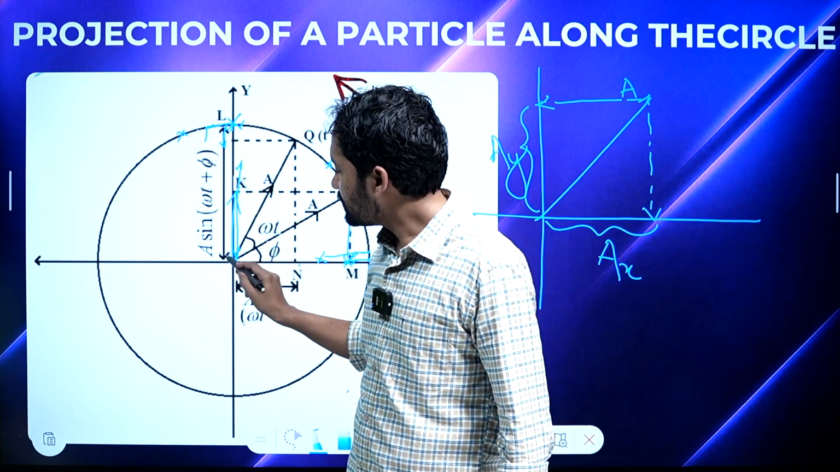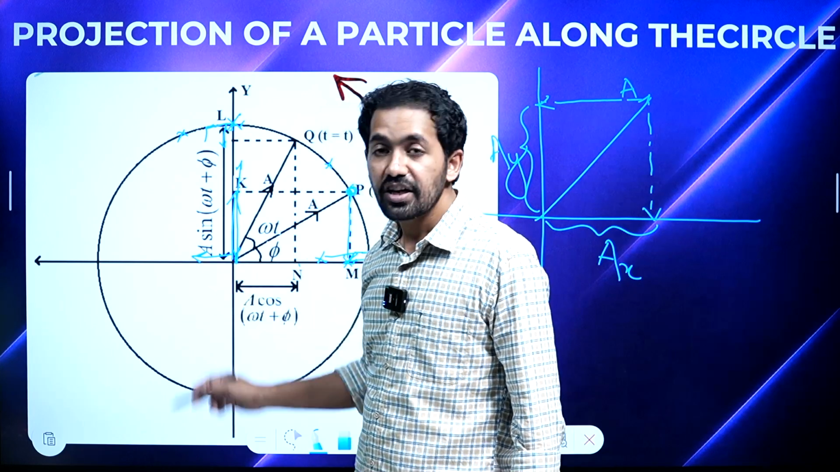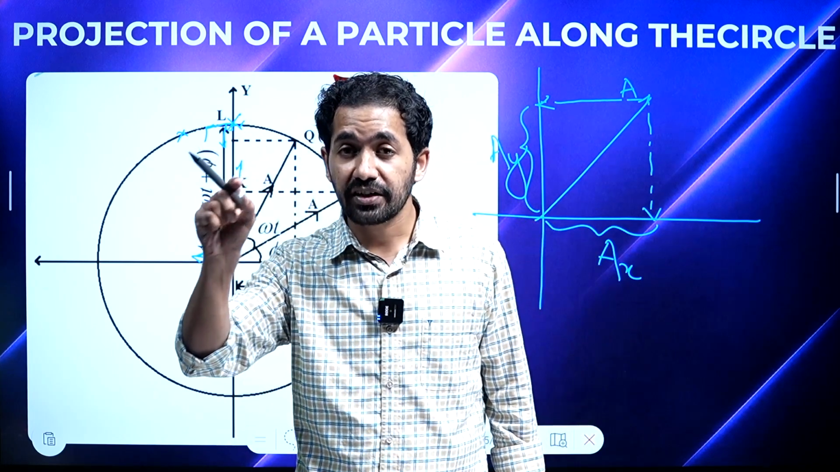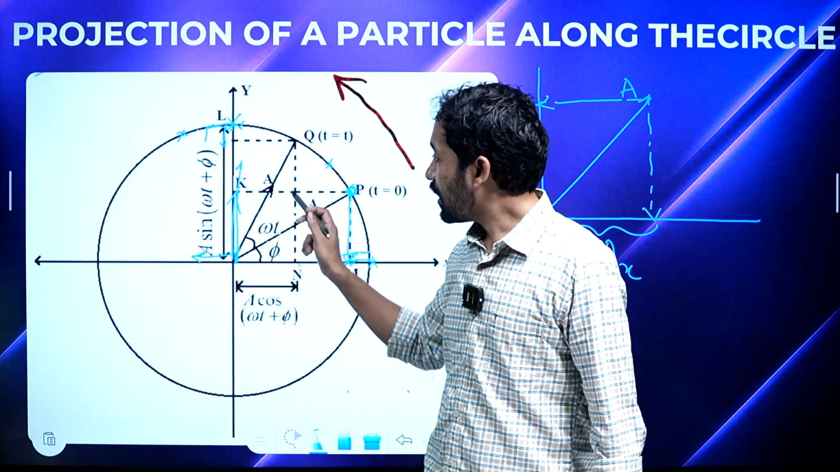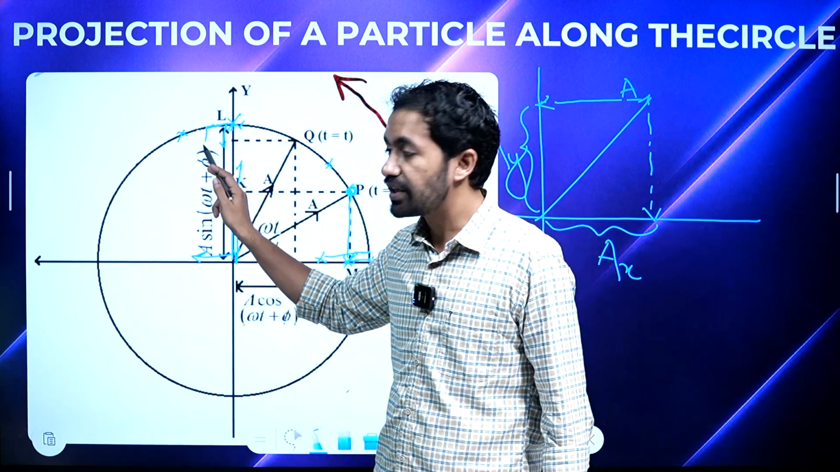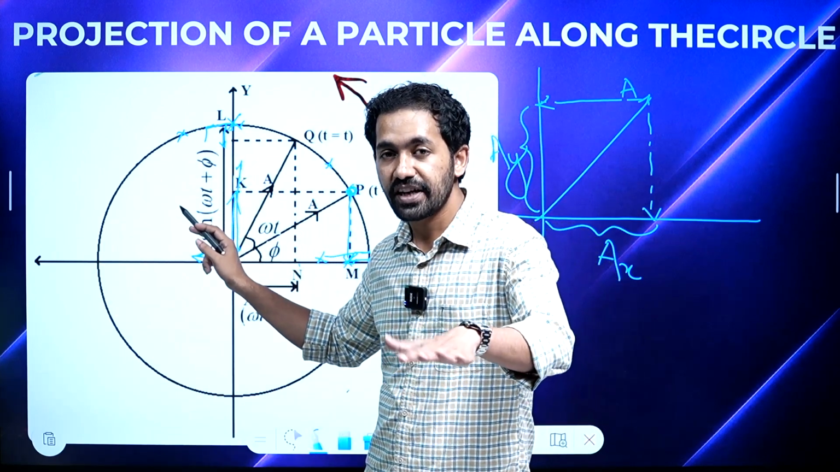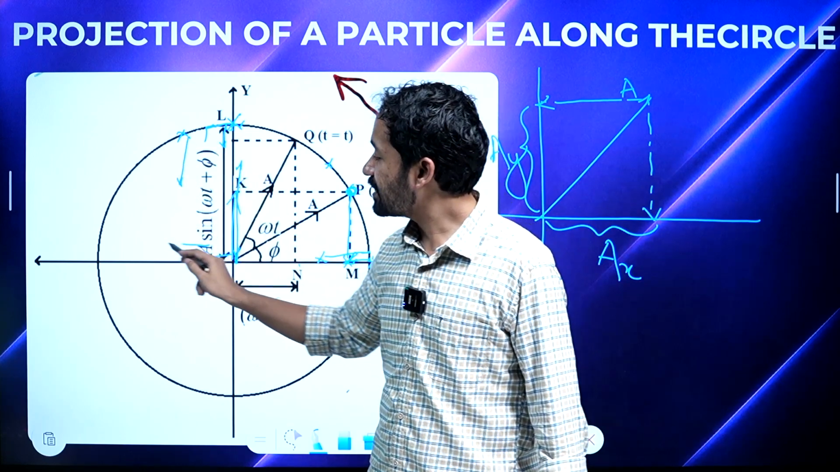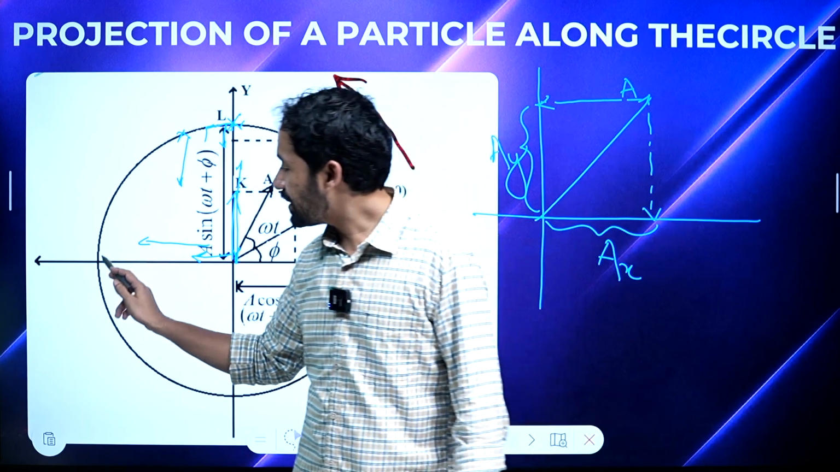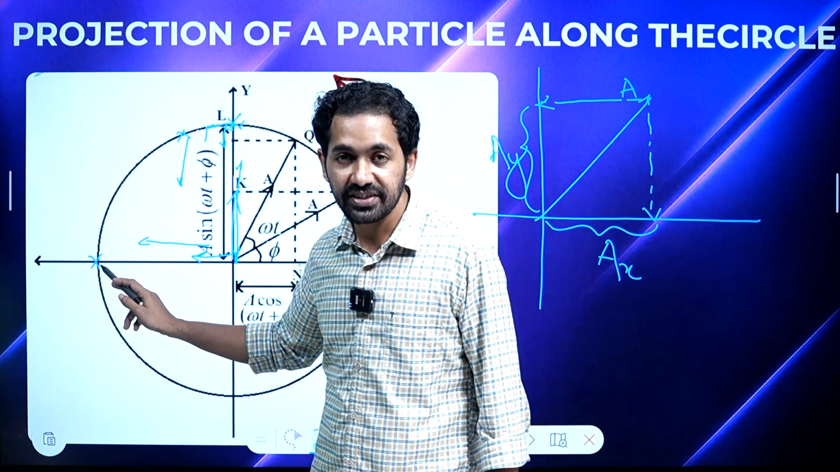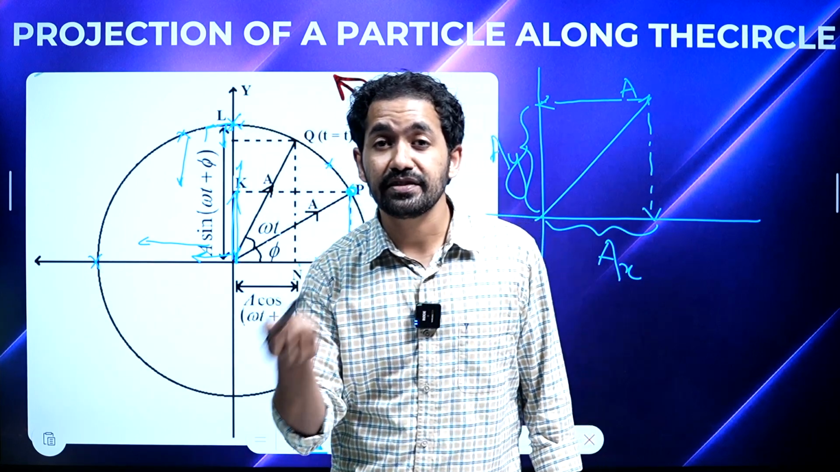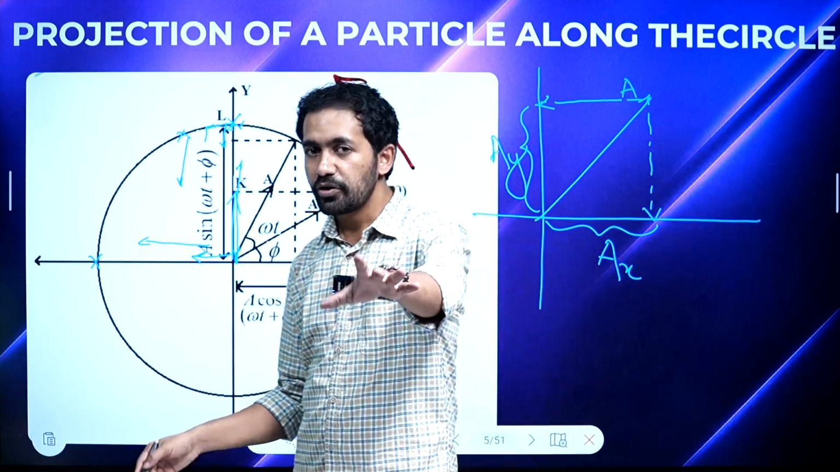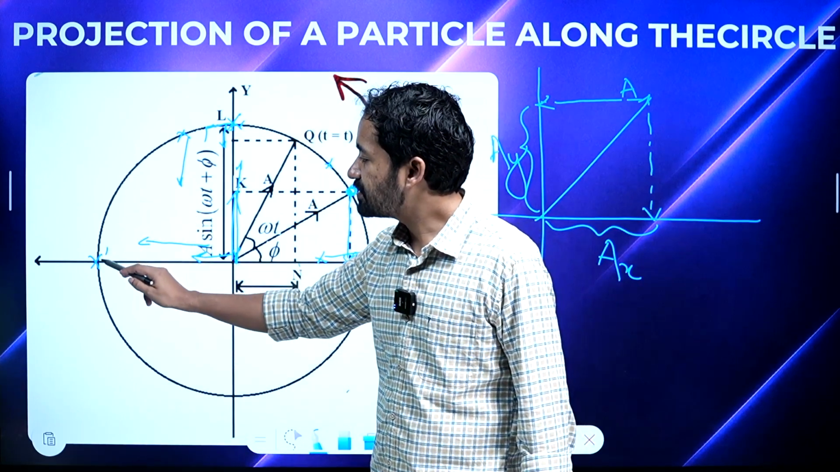When the particle reaches here, the projection will reach here from maximum. At that point, what is happening to the projection along the x-axis? The projection of the particle along the x-axis again started increasing from 0. So as you move on from the first quadrant to the second quadrant, the projection along the x-axis further increases and the projection along the y-axis decreases. Understood? And when your particle reaches here, the projection along the x-axis is maximum, but it is negative maximum, and again the projection along the y-axis has become 0 here.